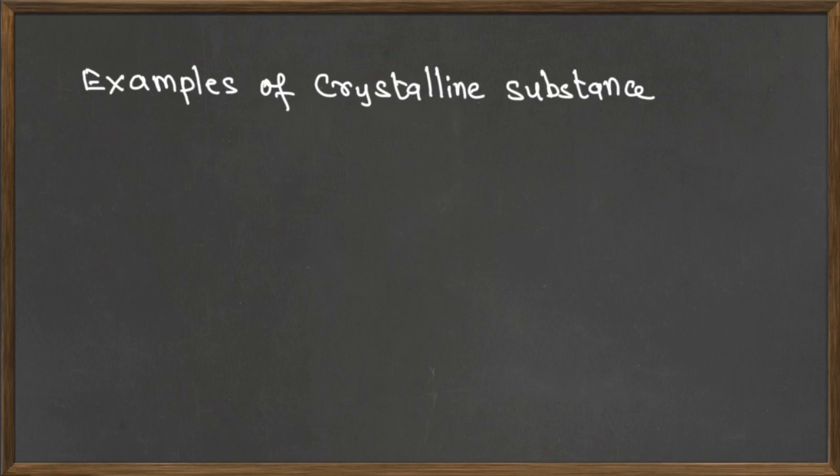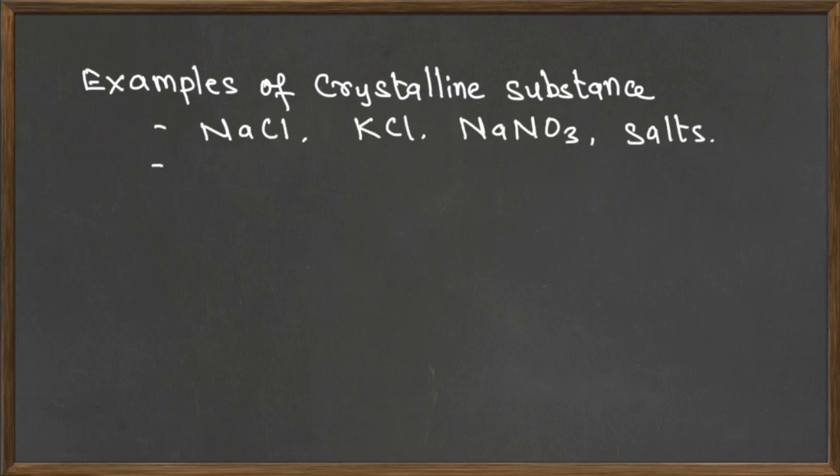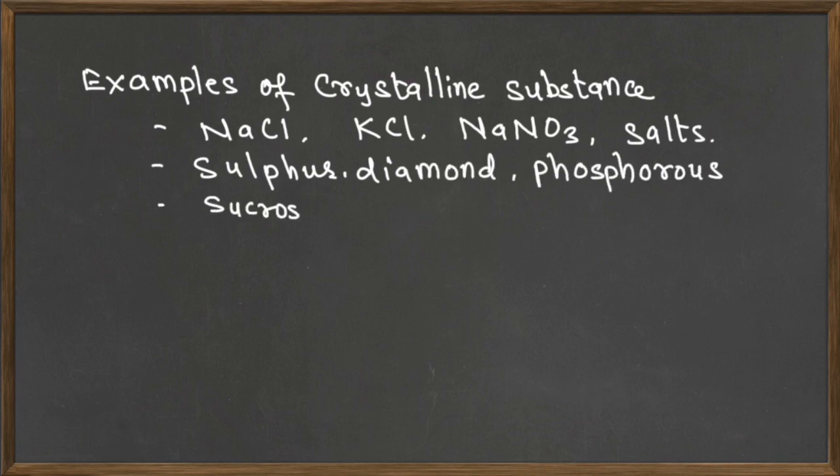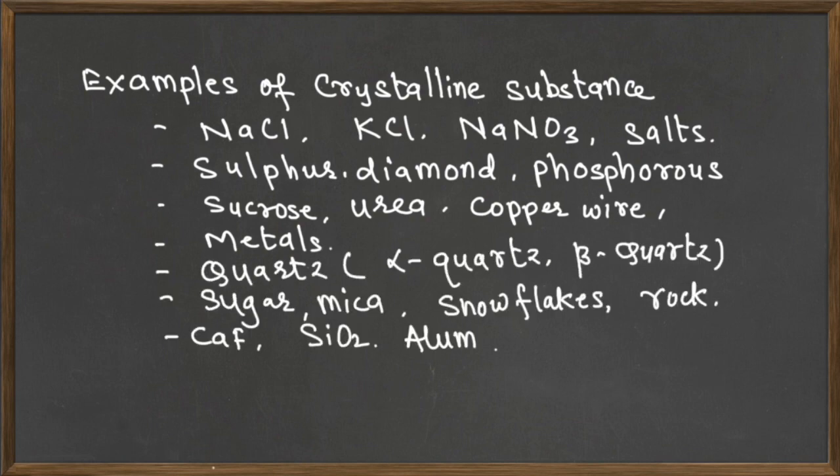Examples of crystalline substances are sodium chloride, potassium chloride, sodium nitrate, then sulfur, diamond, phosphorus, sucrose, urea, the copper wire, quartz, and there are two types of quartz, alpha quartz and beta quartz, sugar, mica, snowflakes, rock, calcium chloride, silicon oxide, alum. All these are crystalline substances.